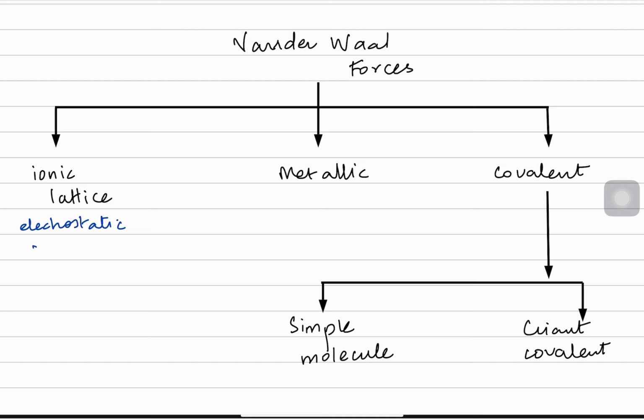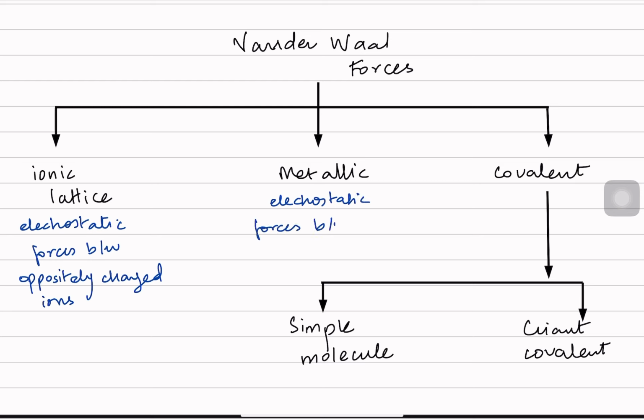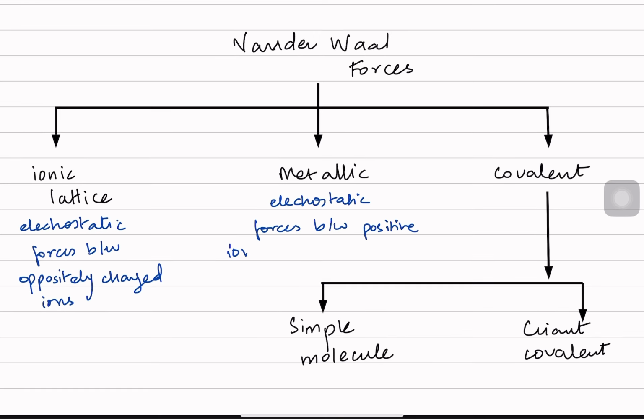Ionic lattices have electrostatic forces between oppositely charged ions. Metallic lattices have the same electrostatic forces. This time it is between positive ions and a sea of electrons.